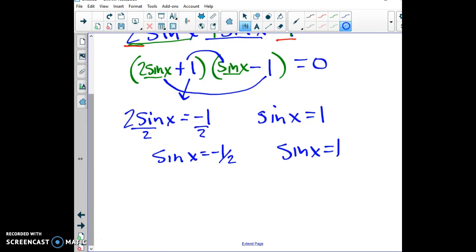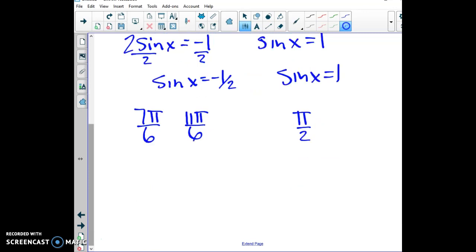We know that the sine of 7 pi over 6 is equal to -1/2, as well as 11 pi over 6. And for sine of x equaling 1, we know that occurs in one place, and that's at pi halves, or 90 degrees. You guys please try number 49 and come back and check your solutions.